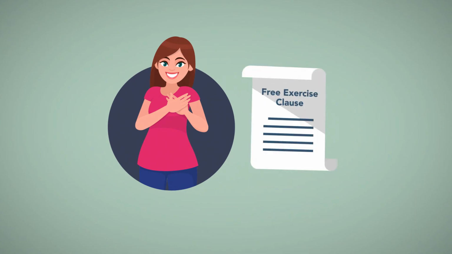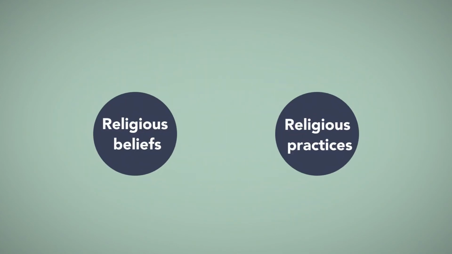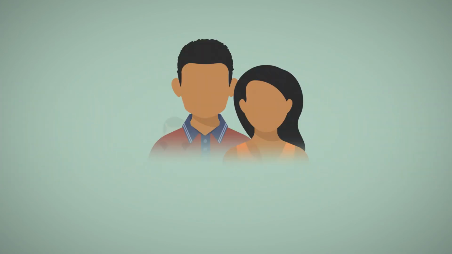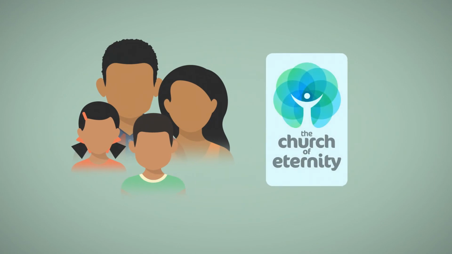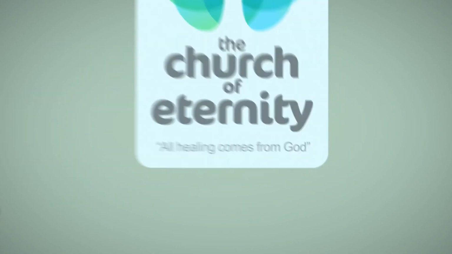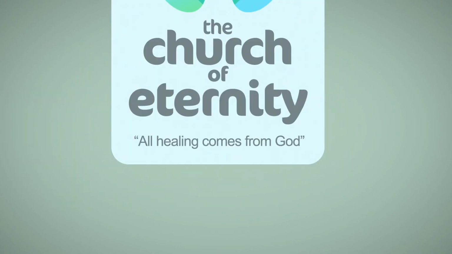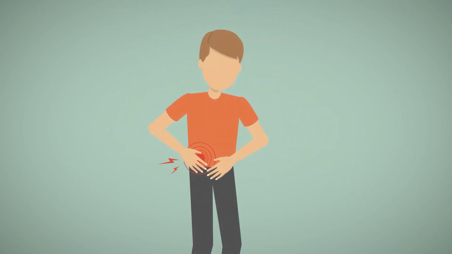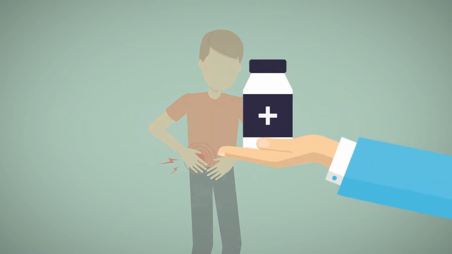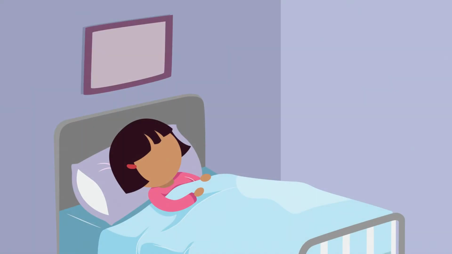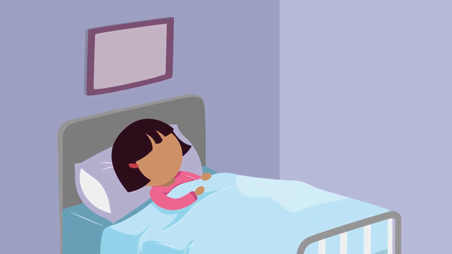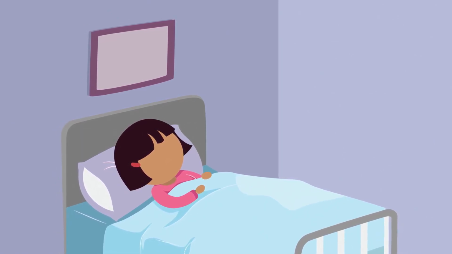In some cases, however, the distinction between religious beliefs and practices is unclear. Consider this example. John and Mary Smith have 2 children and are members of the Church of Eternity, which believes, among other things, that all healing comes from God. As part of this doctrine, the Church of Eternity requires followers, upon experiencing illness or injury, to refuse all conventional forms of medical intervention. Late one evening, John and Mary Smith discover that one of their children is lying in bed unconscious and struggling to breathe.